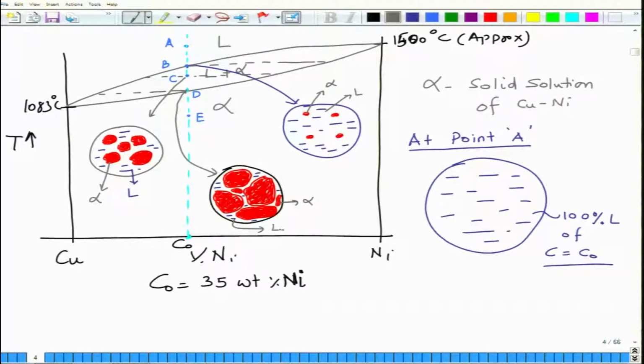The alpha grows in size. The composition of liquid becomes more and more rich in copper, less in nickel, and the composition of solid, as compared to the first solid formed, comes closer to C0, which is the equilibrium concentration. So this is, let's say, C alpha 1, this is C liquid 1, this is C alpha 2, this is C liquid 2, this is C alpha 3, and this is C liquid 3. So this alpha would be C alpha 1 and this would be C liquid 1. At this point, alpha would be C alpha 2 and liquid would be C liquid 2. At this point, it would be C alpha 3 and this would be C liquid 3.